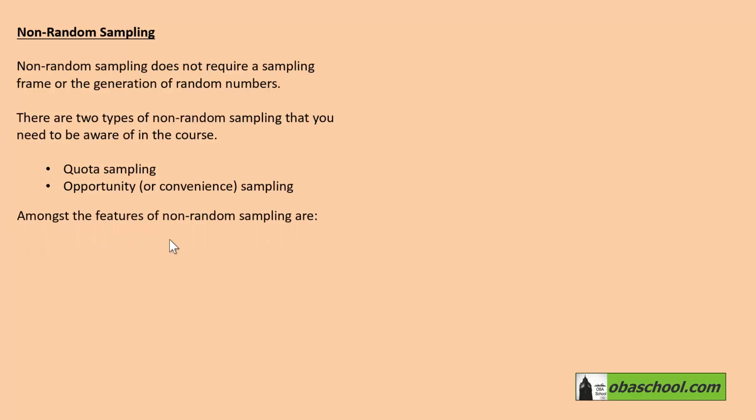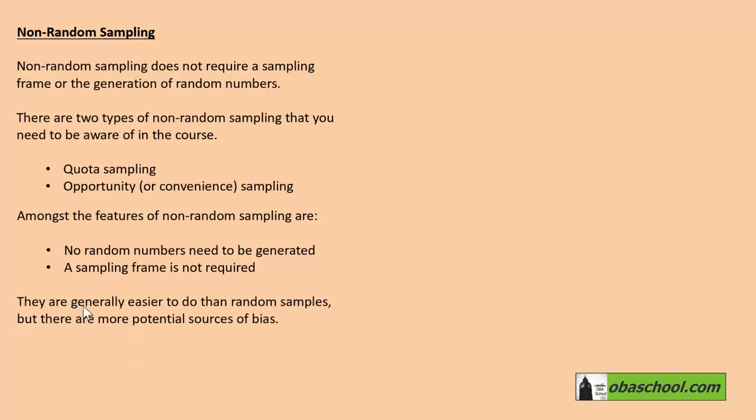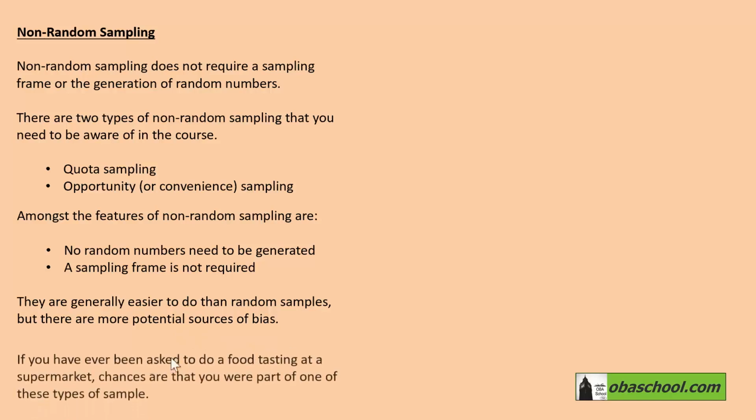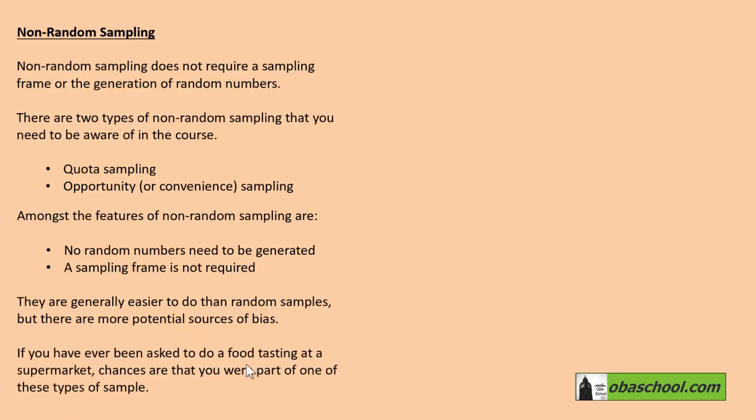Amongst the features of non-random sampling are: no random numbers need to be generated. A sampling frame is not required. They are generally easier to do than random samples, but there are more potential sources of bias. If you have ever been asked to do a food tasting at a supermarket, chances are that you were part of one of these types of sample.